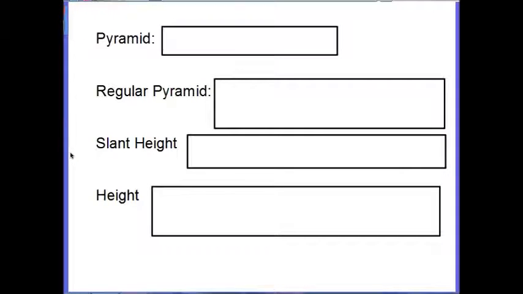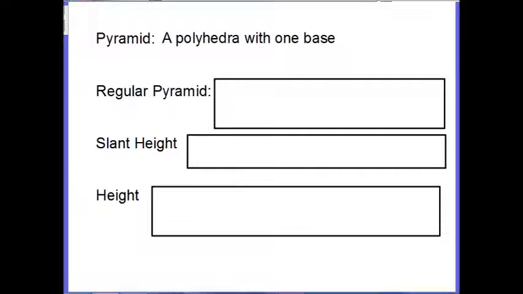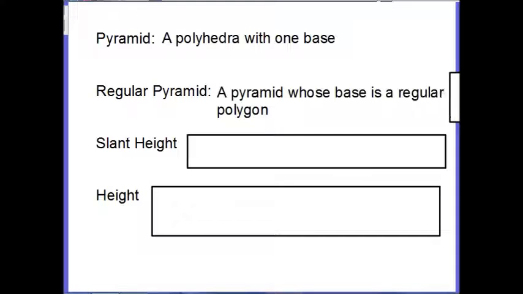So like in the last section, before we begin, we have to talk about some vocab words. The first vocab word is a pyramid. Now, a pyramid is a polyhedron with one base. A regular pyramid is a pyramid whose base is a regular polygon.